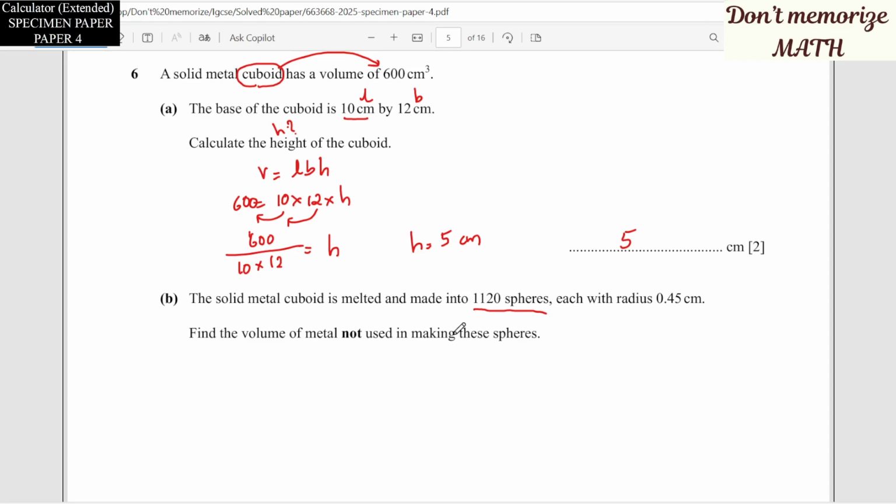Some volume, sorry, some metal is remaining, so we need to find the volume of that. So first we will find the volume of the sphere. Okay, so the volume of sphere is, we have the formula 4 over 3 pi r cube. Okay, so 4 over 3 times pi times what is radius? Radius is 0.45 cube because it is r cube. 4 over 3 pi r cube. Okay, so you will get the volume.